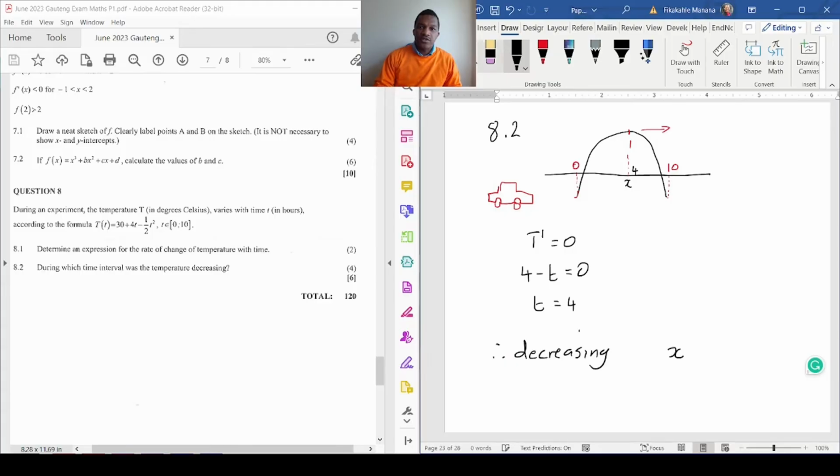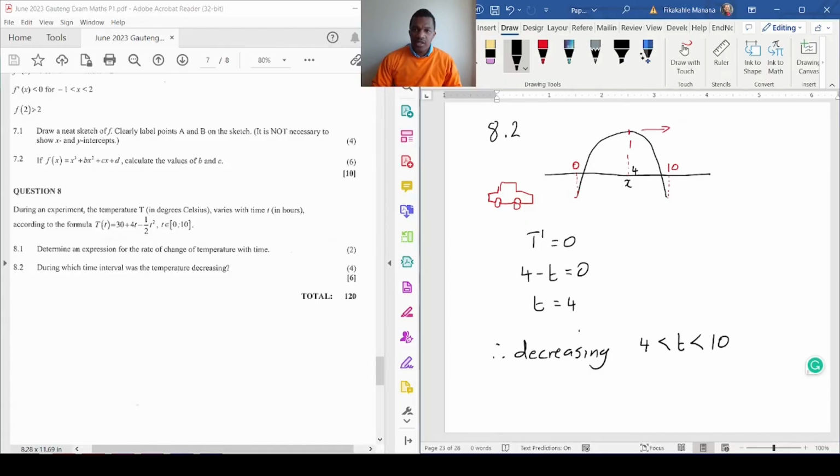These are not values of x, so we need to be careful about this. Now these are values of t. So you can write it like this: from 4 to 10.